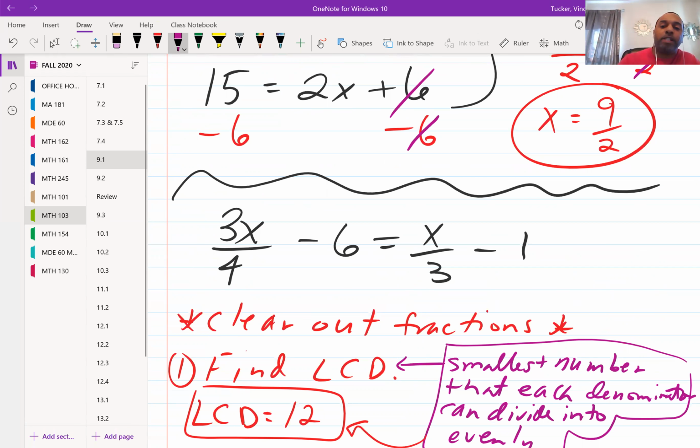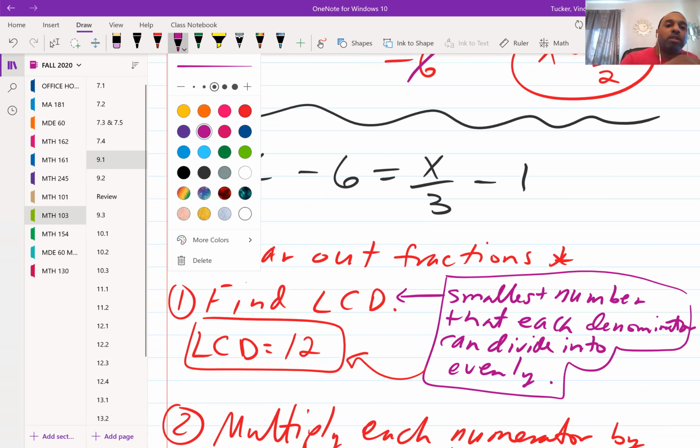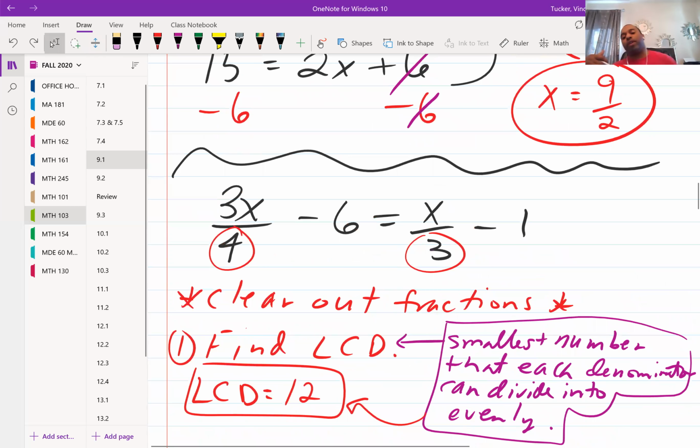First thing we want to do is look at each denominator and find the LCD. So we're talking about this 4 and this 3. We want to know what's the LCD. Now, don't forget your LCD is the smallest number that each one can divide into evenly. Smallest number that each denominator can divide into evenly. So it's going to be 12. 12 is the smallest number that both 4 and 3 can divide into evenly. So we found the LCD.